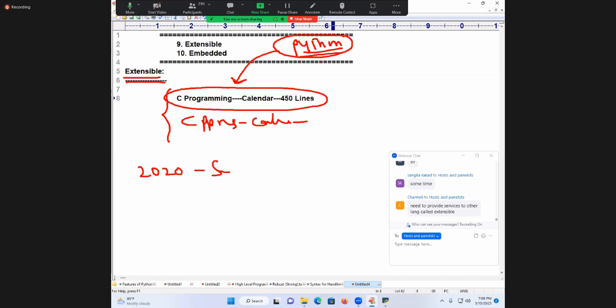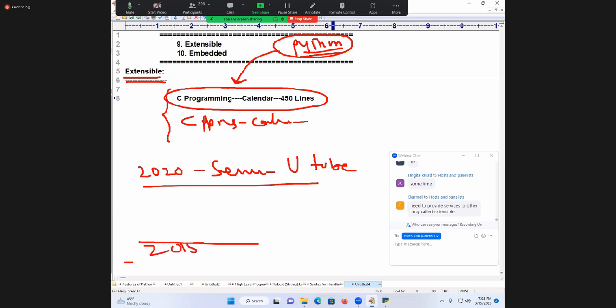In the 2020 survey of YouTube, they said that in the 2015 survey, for every 5 years, they will be releasing some survey of YouTube. You read YouTube, top world-class companies use Python. You read that. In 2015, Python code used in YouTube is only 25%.